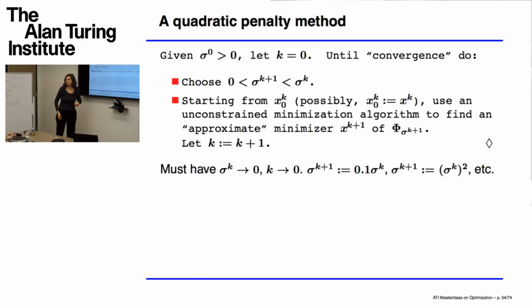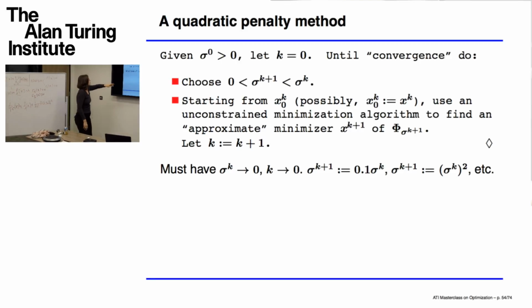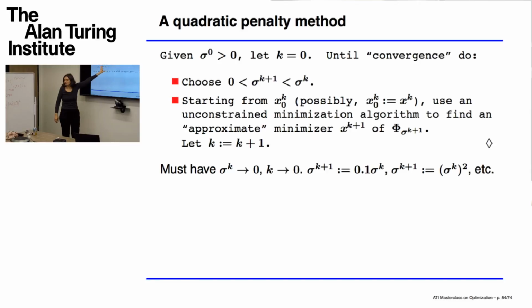So what would be a method for solving my constrained problem? I'm going to choose an initial sigma 0 value for my penalty parameter. And then I will minimize approximately, to some tolerance epsilon, my quadratic penalty. So I will minimize this function here for that fixed sigma. This is now an unconstrained minimization, so I can apply what we've spoken about until now, line search, trust region. Then I'm going to decrease my sigma and minimize again.